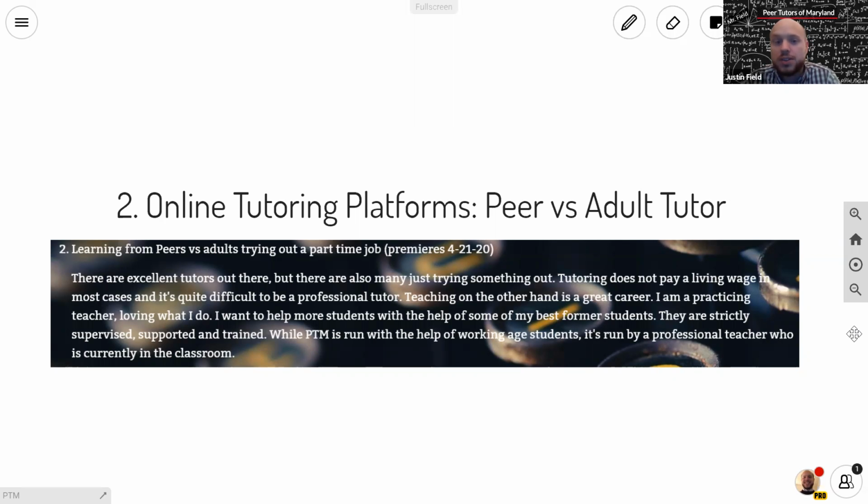They are going to be strictly supervised, supported, and trained. And while Peer Tutors of Maryland is run with the help of working age students, it's run by a professional teacher, me, who's currently in the classroom. And I also wanted to share with you the way that I assess students and their ability to be a peer tutor. And that's using a learning goal level system that I use in my classroom on a regular basis.